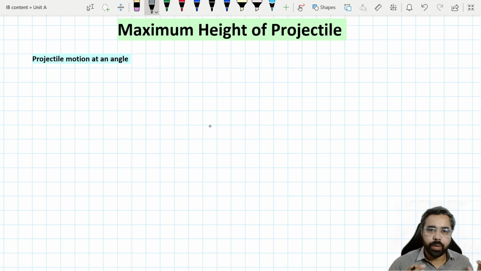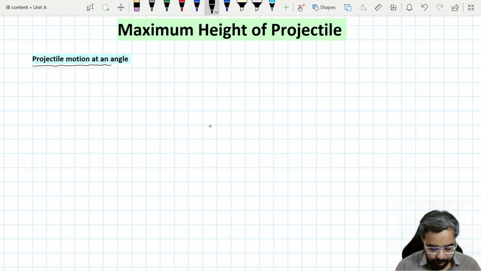In this video, we are going to derive an expression for the maximum vertical distance covered by an object which is executing two-dimensional motion, I mean projectile motion. In this, we are going to take a special case of projectile motion, which I have already mentioned: projectile motion at an angle.